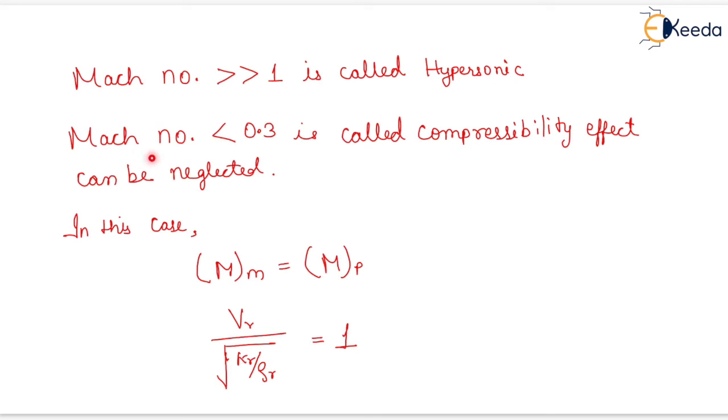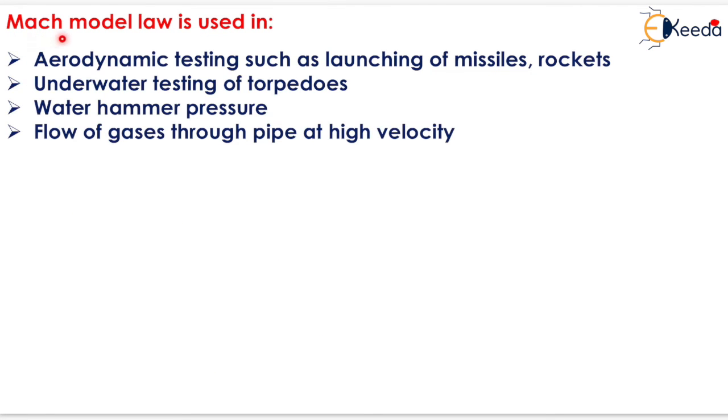When Mach number is less than 0.3, the compressibility effect can be neglected. In this case, Mach number of model will be equal to Mach number of prototype. Therefore, Vr upon under root of Kr upon rho r will be equal to 1. Now, Mach model law is used in aerodynamic testing such as launching of missiles, rockets, etc., underwater testing of torpedoes, water hammer pressure, and the last one is flow of gases through pipe at high velocity.